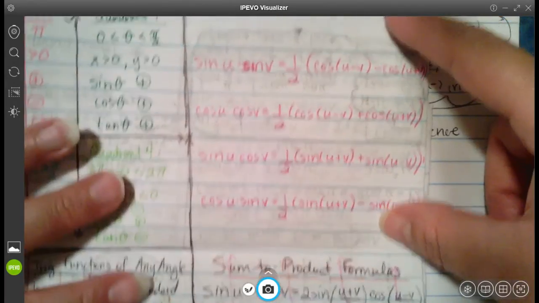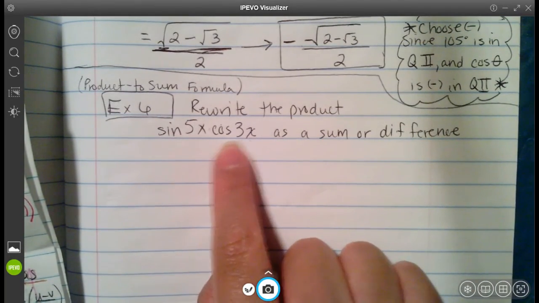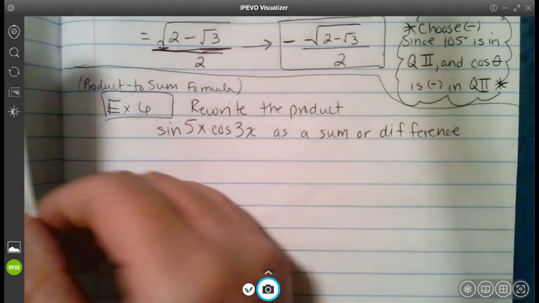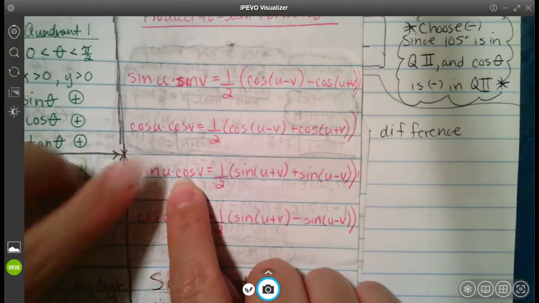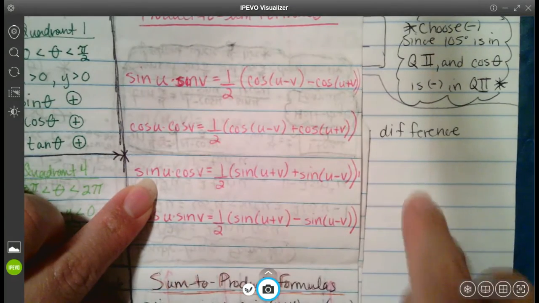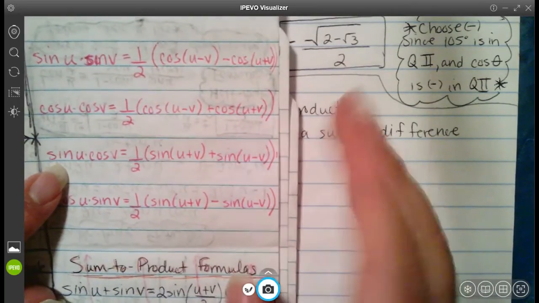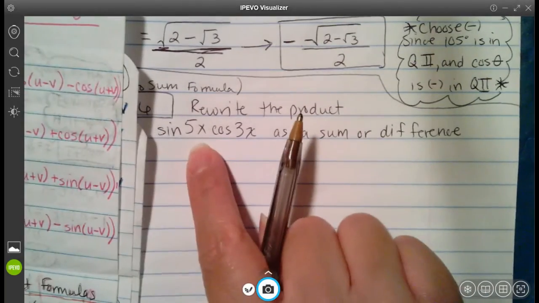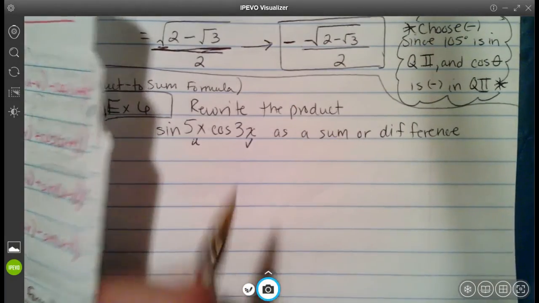For this example, we're going to be using the first one, the product to sum. Let's see what they want. They want: rewrite the product sine of 5x cosine x as a sum or difference. So I'm looking for sine cosine. Let's see which one has sine cosine. This one, right? Sine cosine is equal to 1/2 all that. So whatever I write here is based off of this formula here. Let's see if we can get it all in one shot here. So our 5x is the u, and this is the v. That's what we're going to be using.